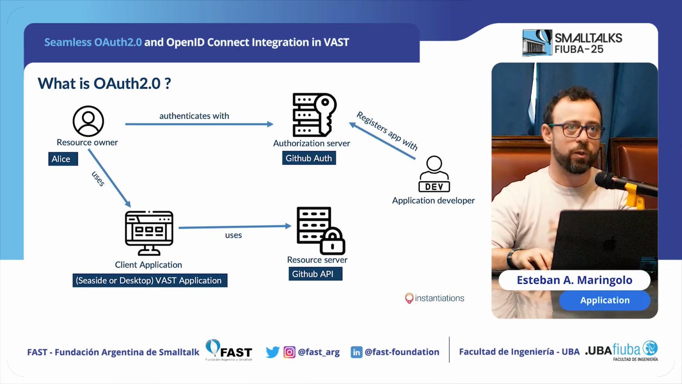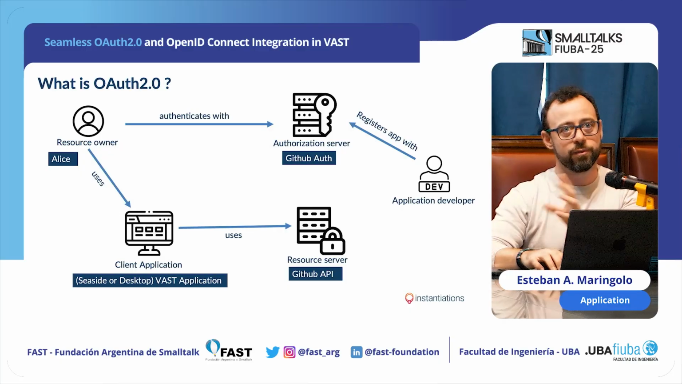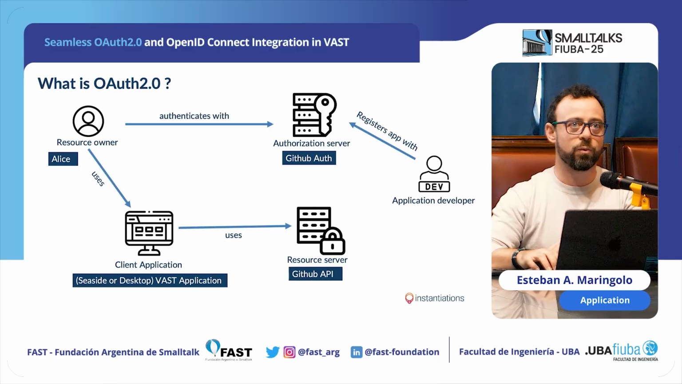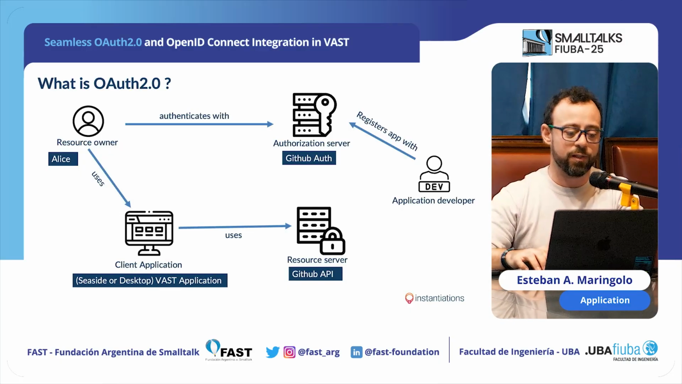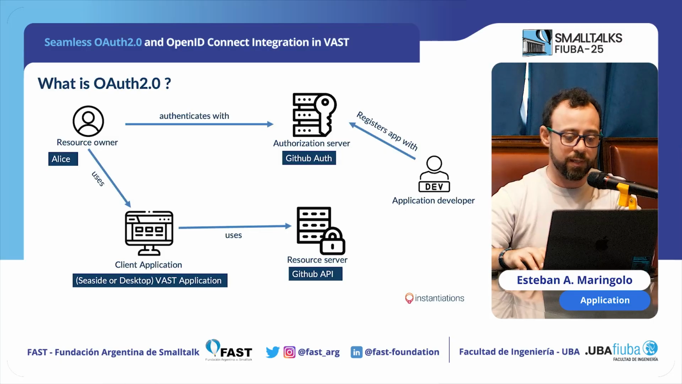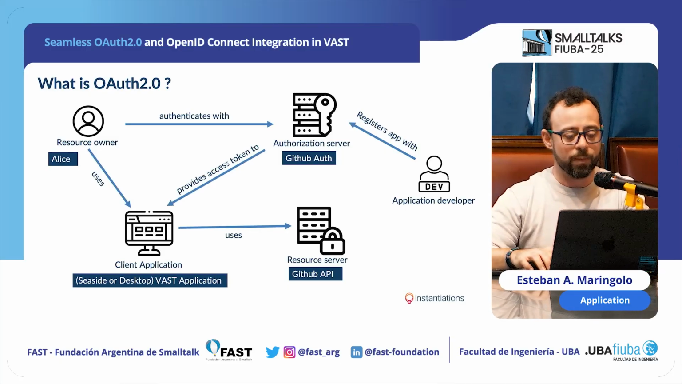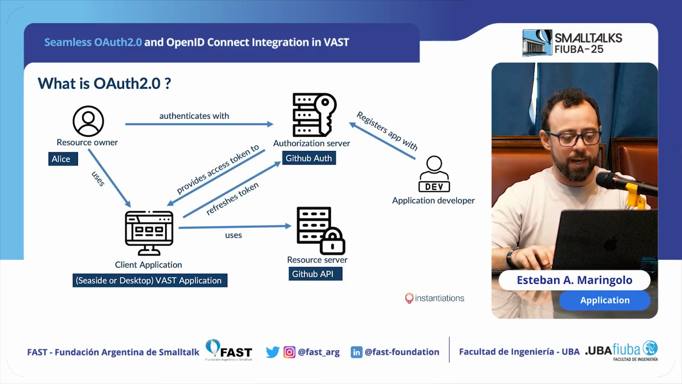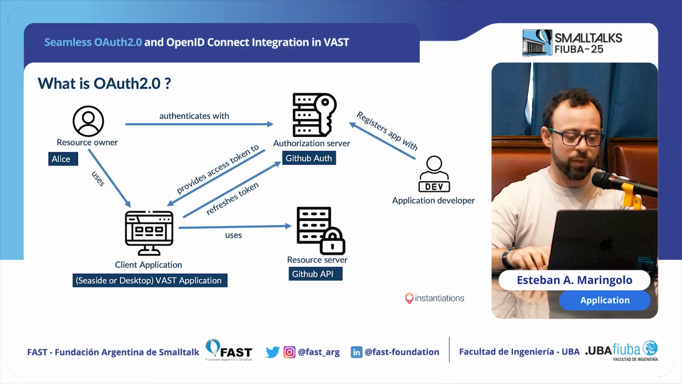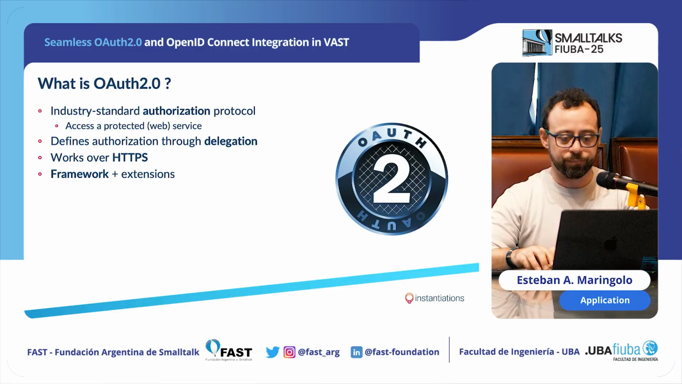You can see here what the workflow could look like. You first register the application with the authorization provider, and then the owner authenticates against that. Then there's an exchange of tokens, which I will talk about later. And in the end, you access the protected resource.